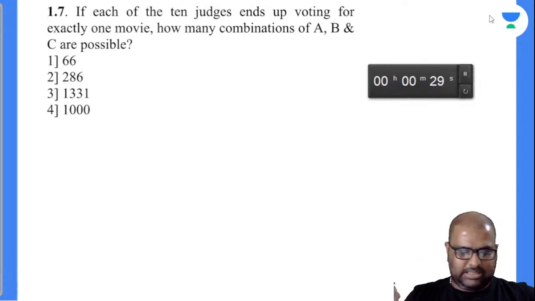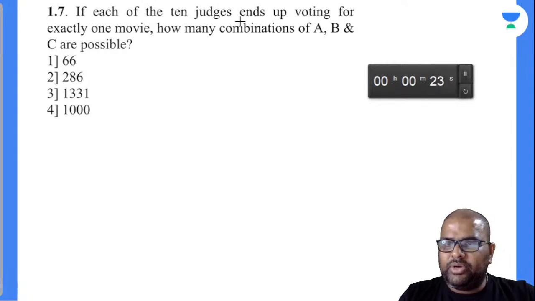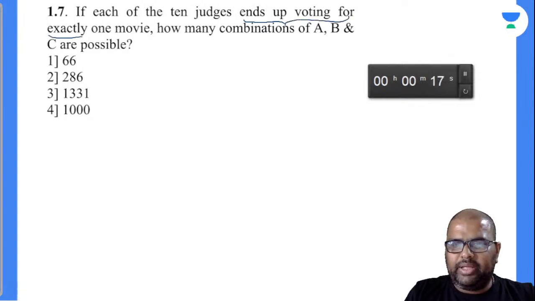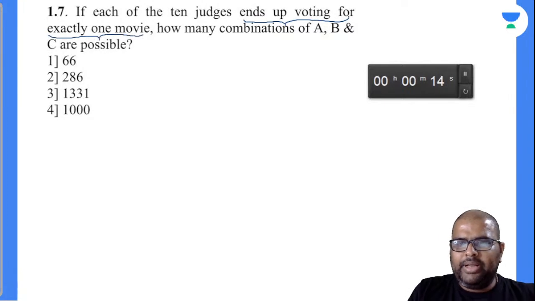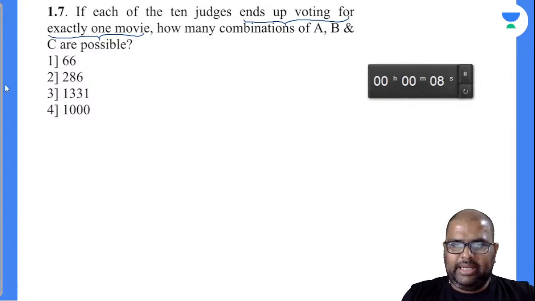Okay, what is the question asked? Look calmly, what is the question asked? If each of the 10 judges ends up voting for exactly one movie, how many combinations of A, B and C are possible? Let's suppose so.